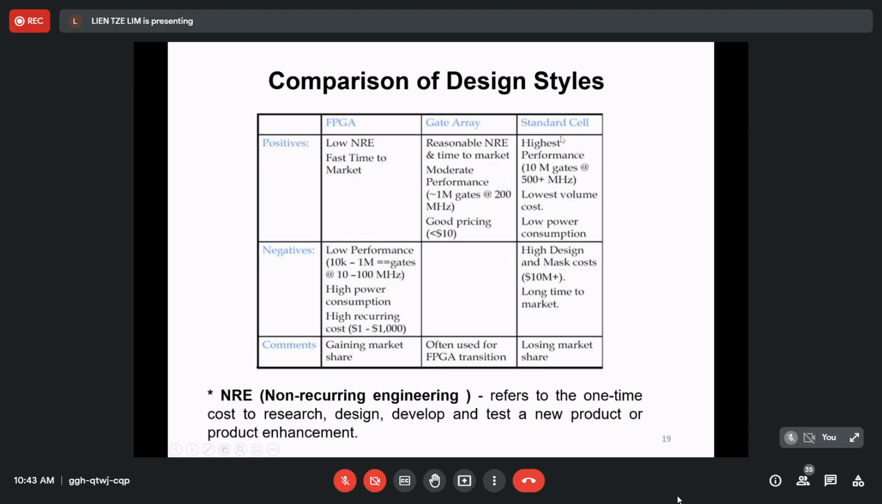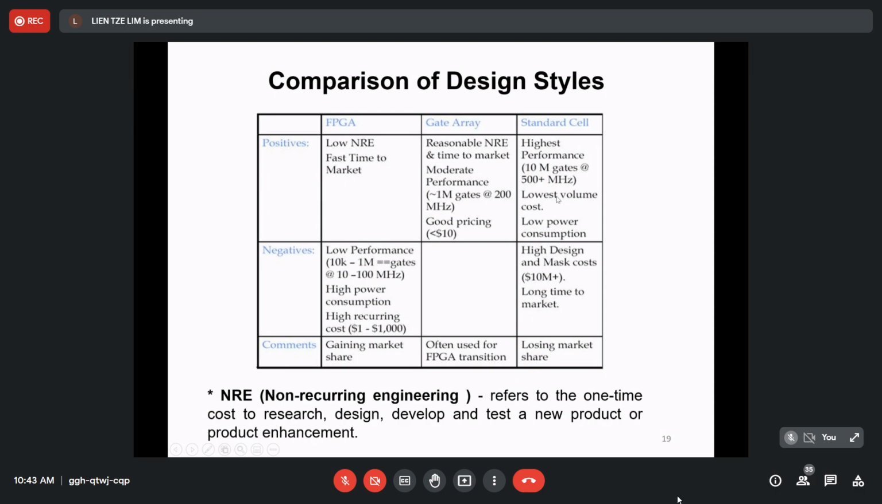For standard cells, if we want to use this standard cell design method to design the IC, we can make the IC achieve the highest performance, and then lowest volume cost and low power consumption.